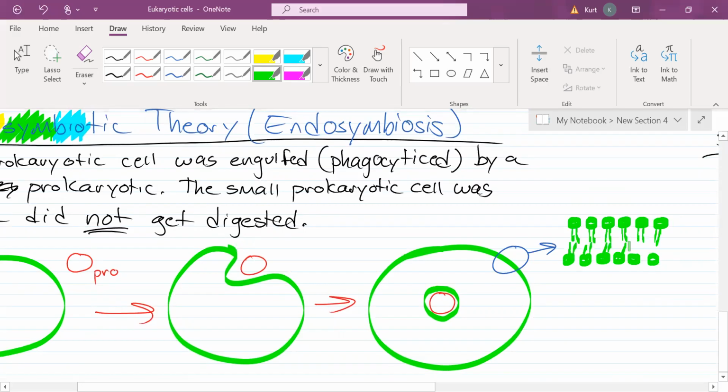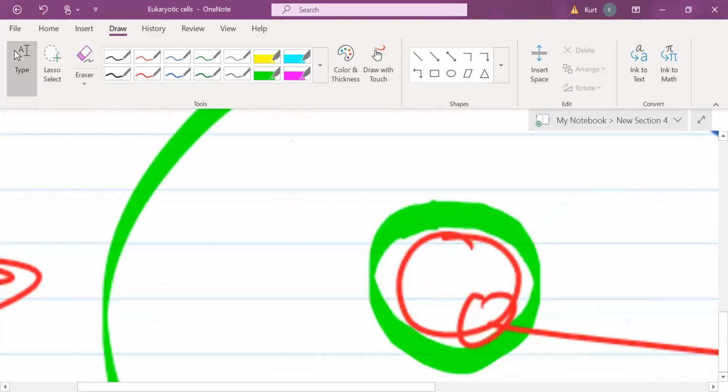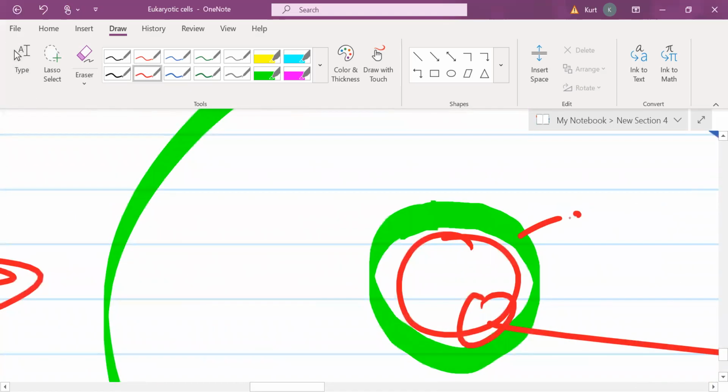Just like what we have. And this right here is also a phospholipid bilayer. But when the larger cell engulfed the smaller cell, it basically gave it a second membrane. So this is now going to be the outer, and this is going to be the inner membrane.